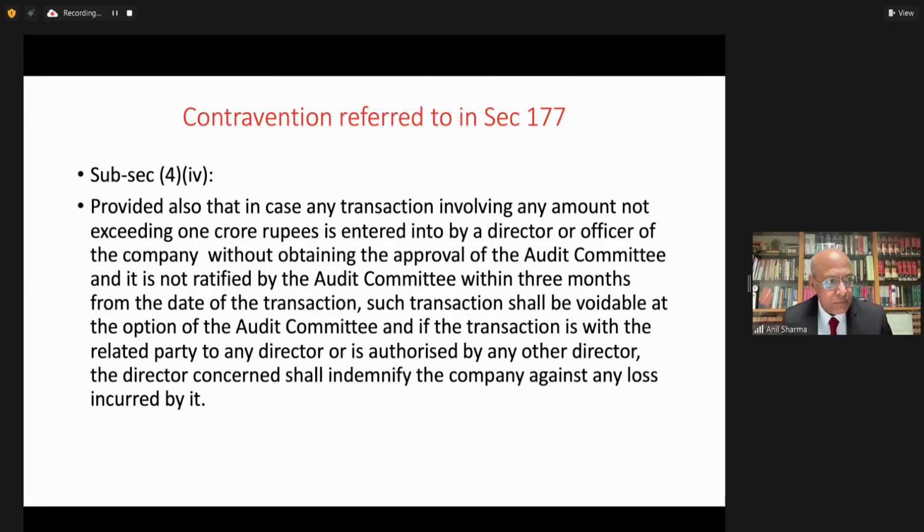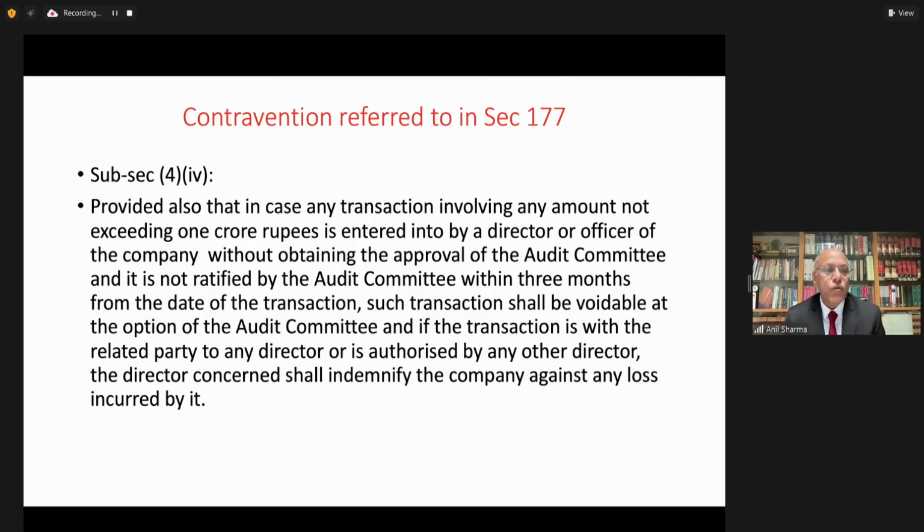Coming to the last 2-3 minutes, I'll close with the contravention of related party transactions, because we discussed the entire gamut of related parties, related party transactions, the compliances required, and the disclosure requirements to be given. So what happens if those are not complied with? Those are also to be kept in mind.